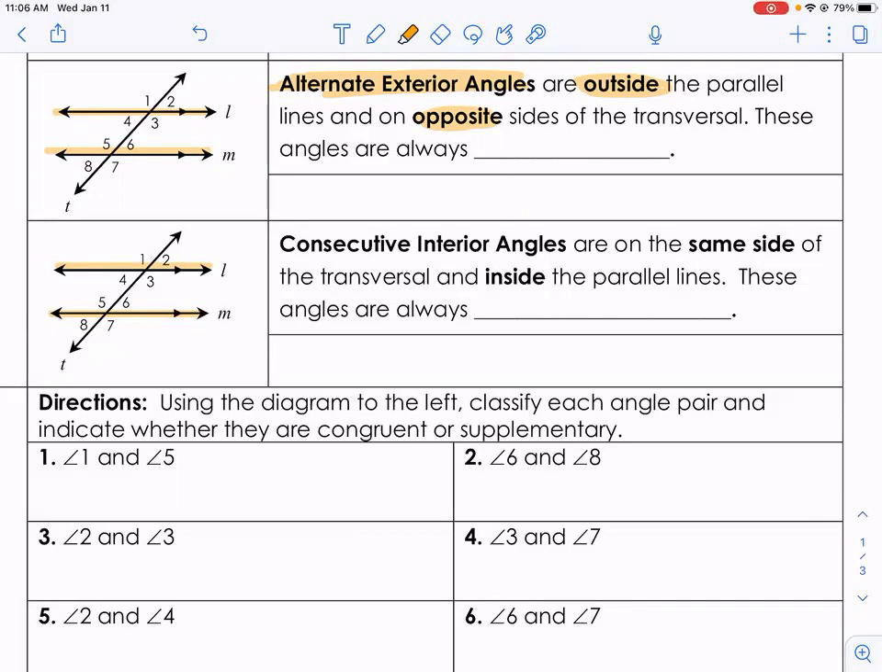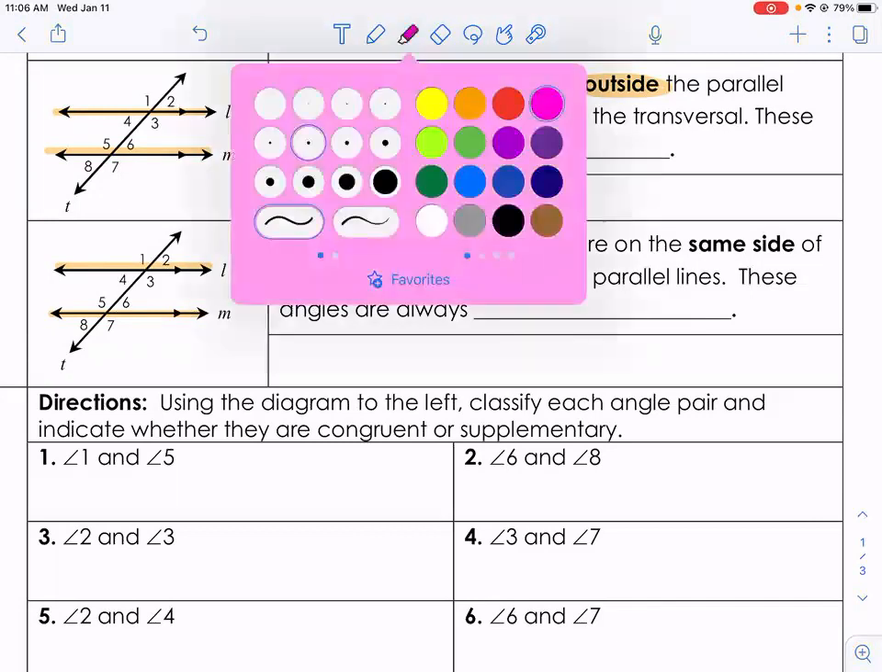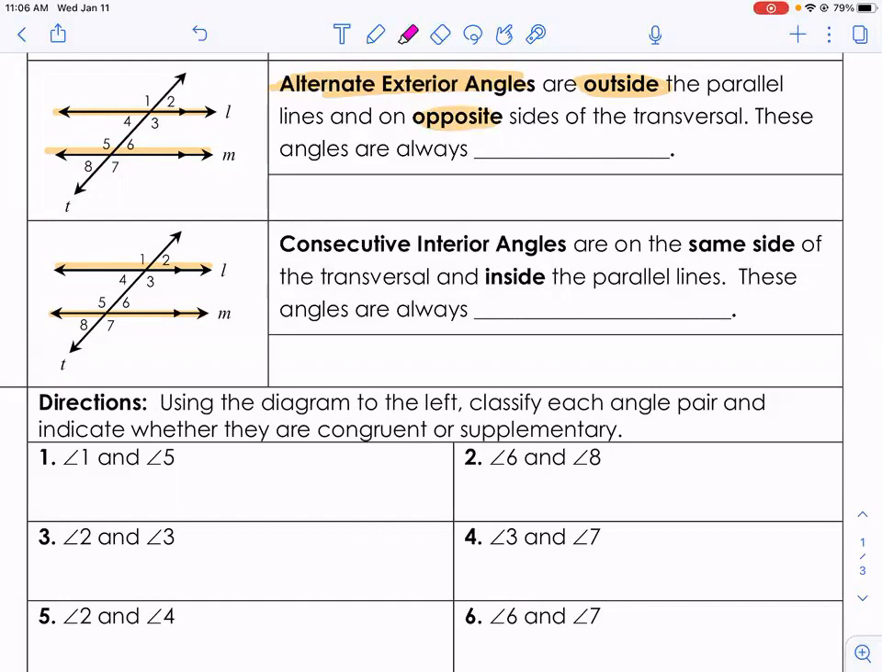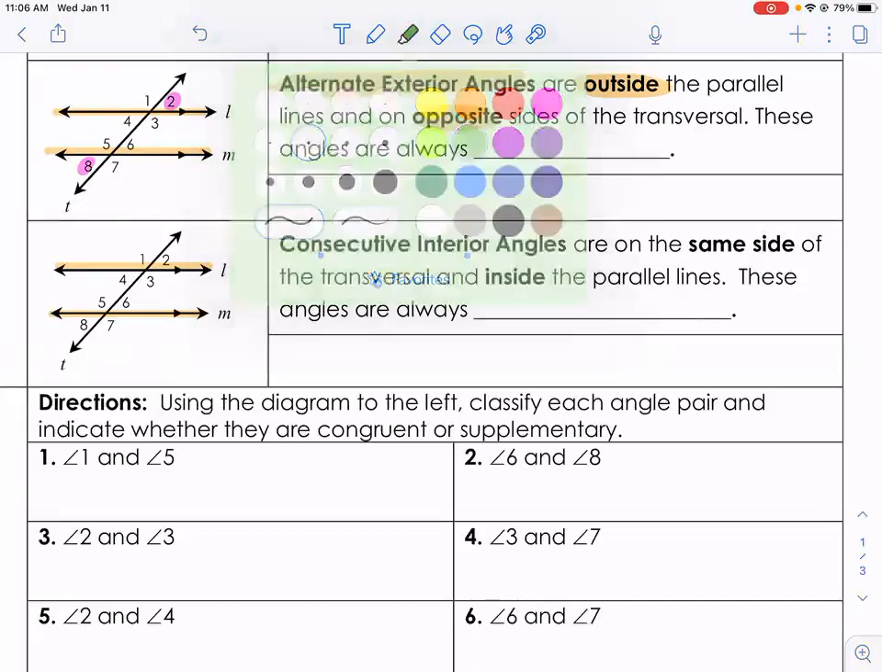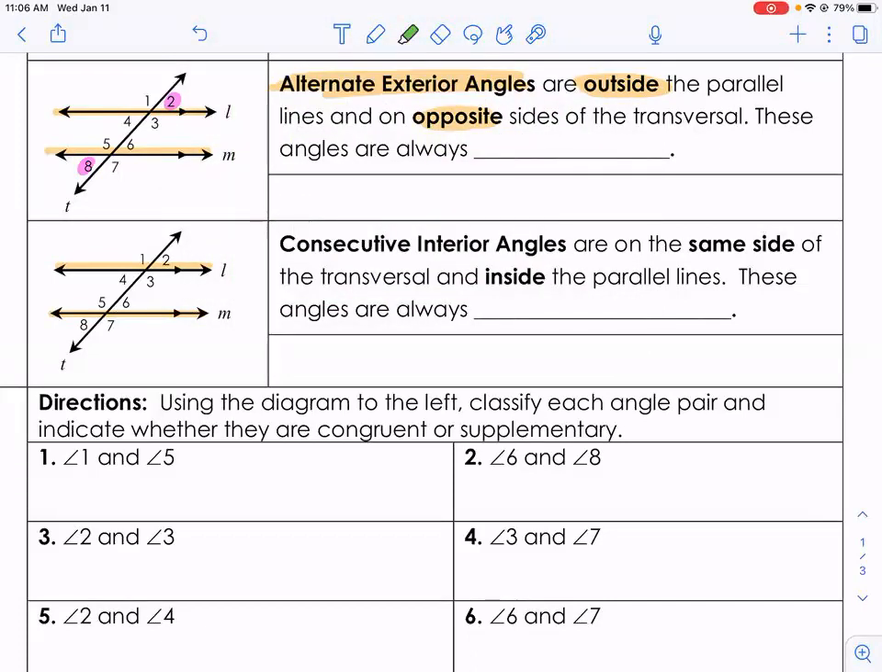So Arislyn, give me an exterior angle. 2 is on the outside of our parallel lines. Okay. So now let's go down to the other group. Still outside, but on the opposite side of the transversal is 8. 2 and 8 are alternate exterior. They're outside and opposite. Okay. Third highlighter. What's our other pair? 1 and 7.